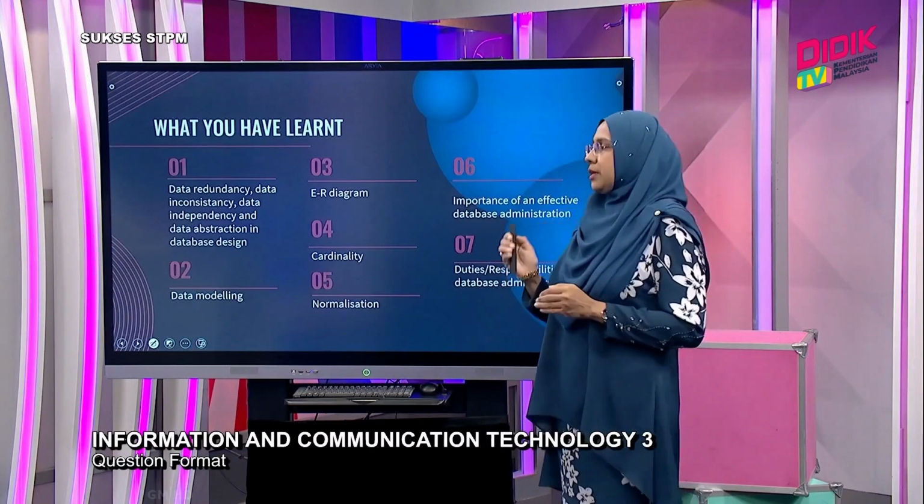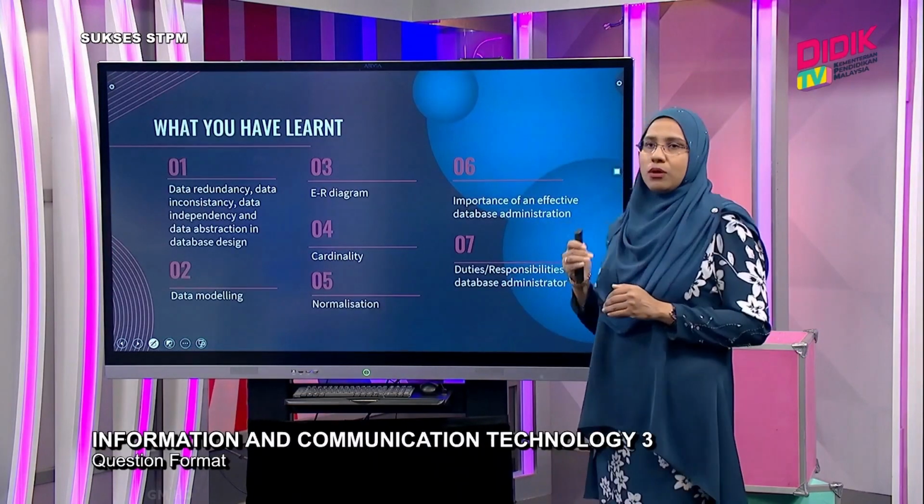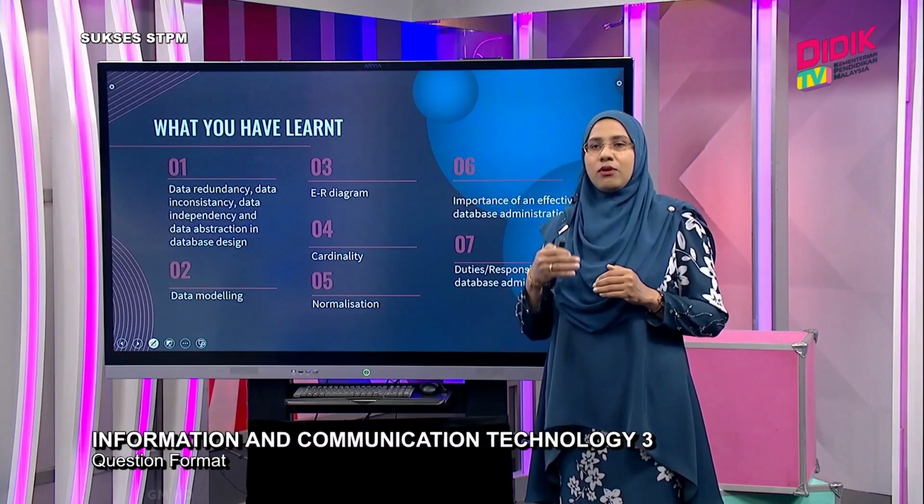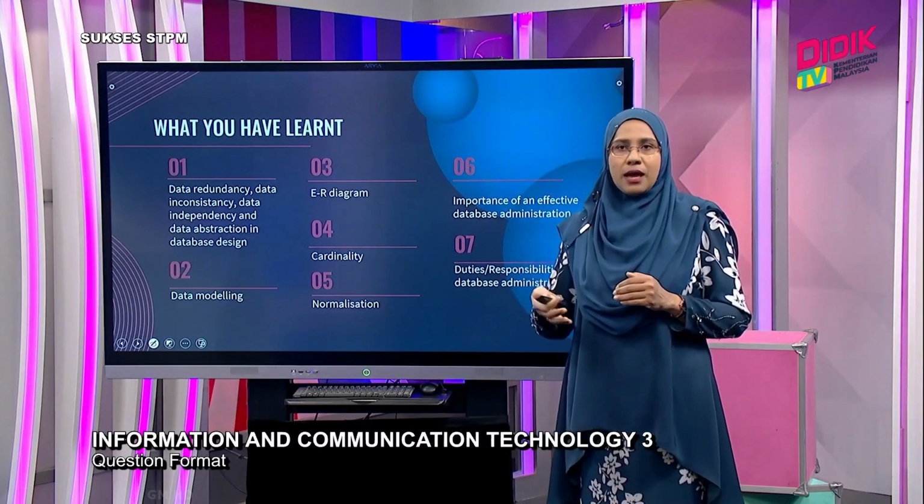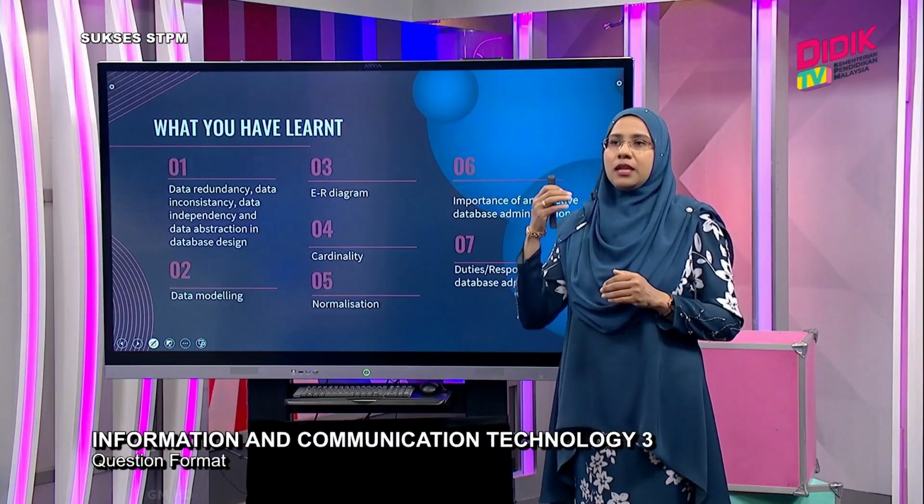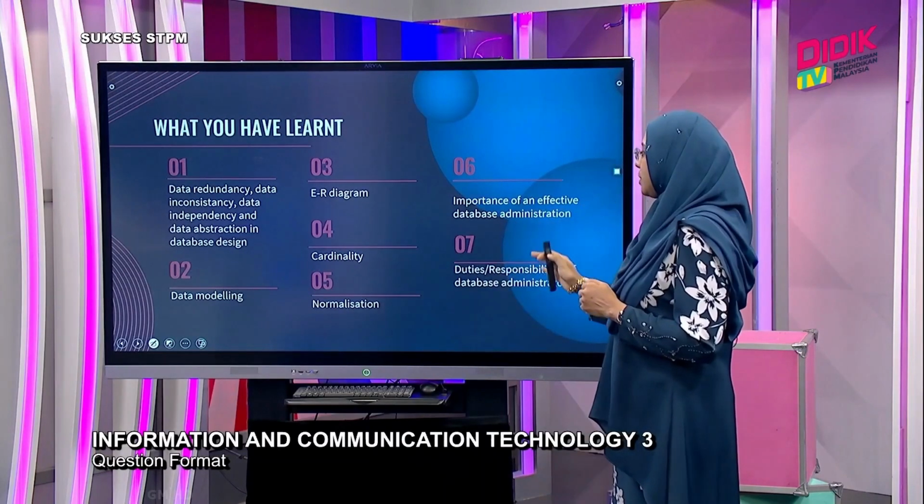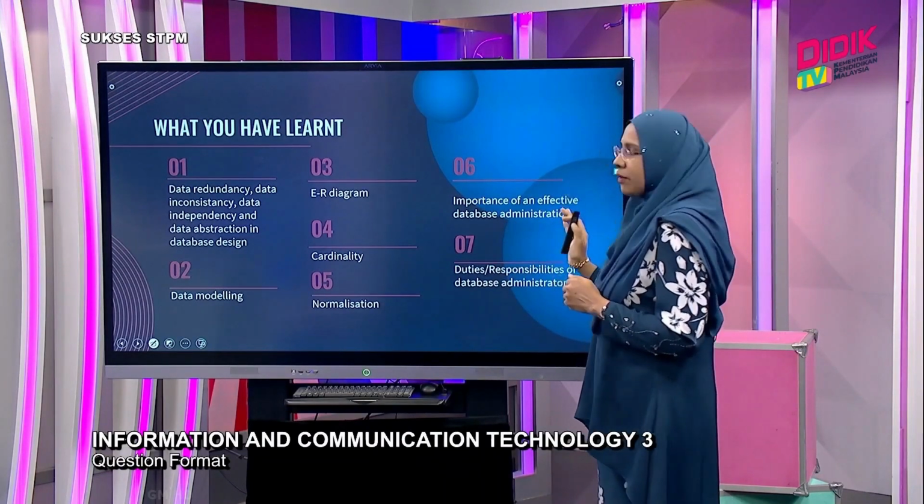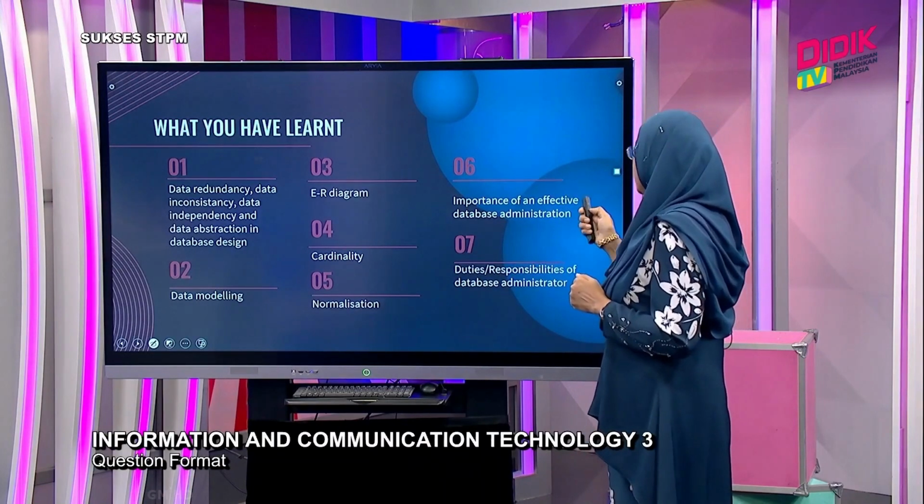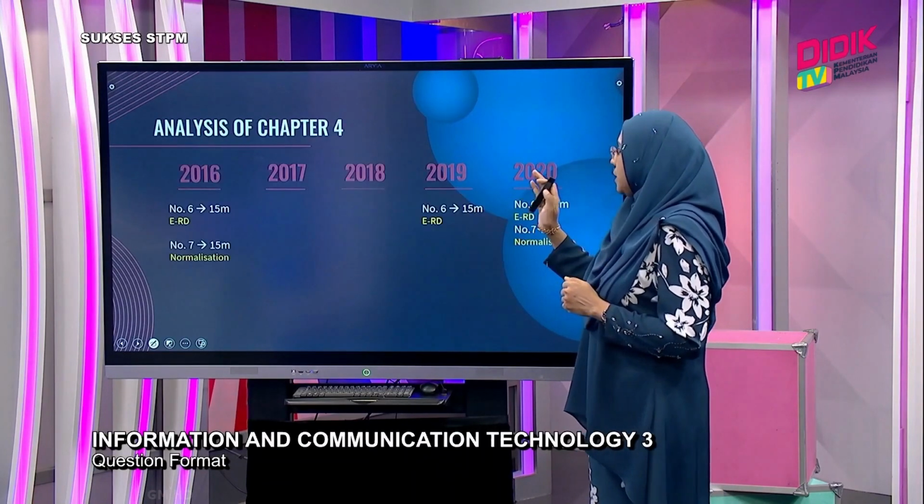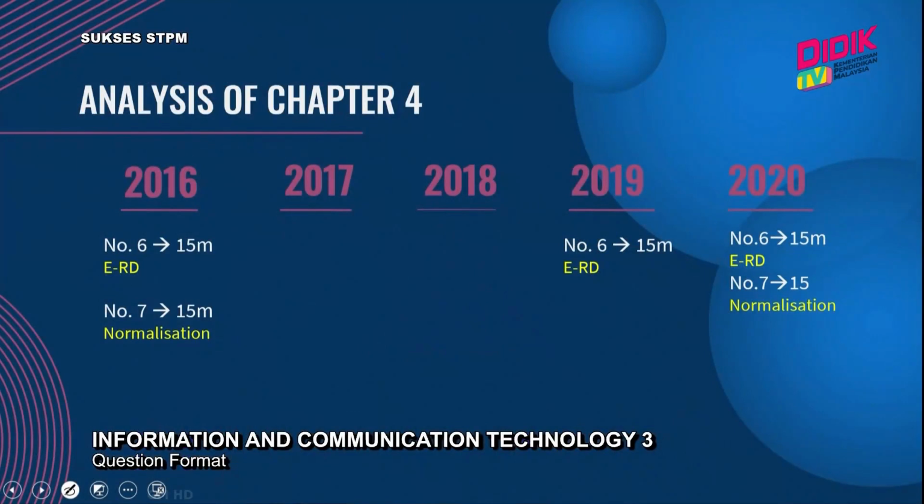For the 4th chapter, database system planning, design and administration, this is a very important chapter. Why is it important? Because you will be tested on your knowledge in analysis, synthesis and application, all the models and diagrams that you have learned here. Questions came out in 2016, 19 and 20, and mostly in Section B. We know that Section B carries 15 marks, so make sure you can get the maximum 15 marks.